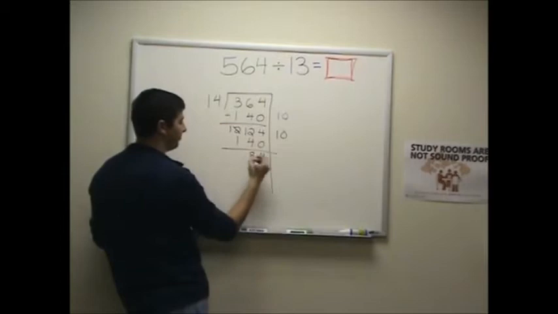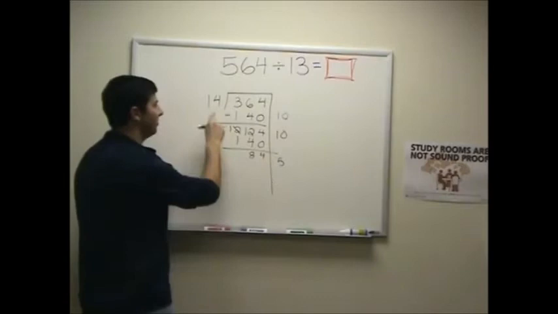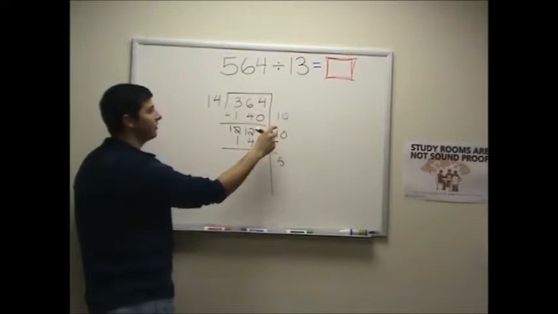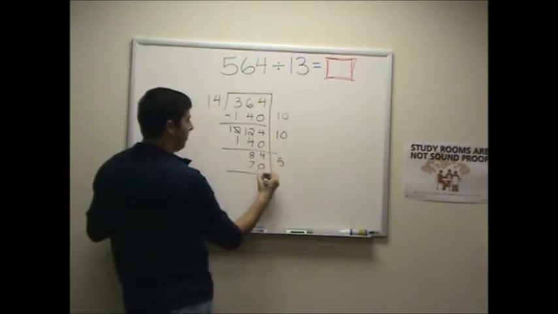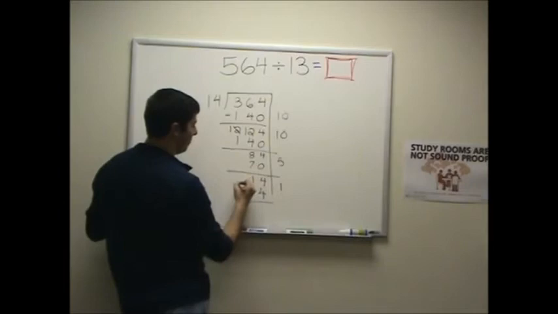Okay, now let's do, how many groups should we do? We should probably focus on, let's do 5. Because I know 5 groups of 14 is half of 10 groups of 14. So it's going to be 70. 4 minus 0 is 4. 8 minus 7 is 1. How many groups of 14 goes into 14? One group. 14 minus 14 is 0. We don't have a remainder.